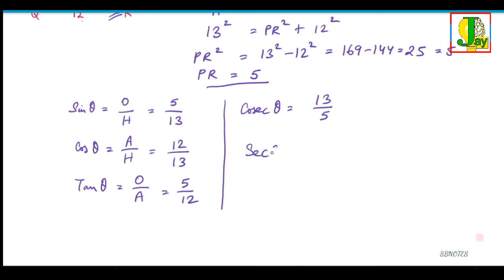Sec theta is hypotenuse by adjacent, that's 13 by 12. And cot theta equals adjacent by opposite, that's 12 by 5. So we are taking the reciprocal of this. Similarly, sec theta is the reciprocal of this, 13 by 12, and cosec theta is 13 by 5. Now this is one method. Let us see the alternative way to find it.